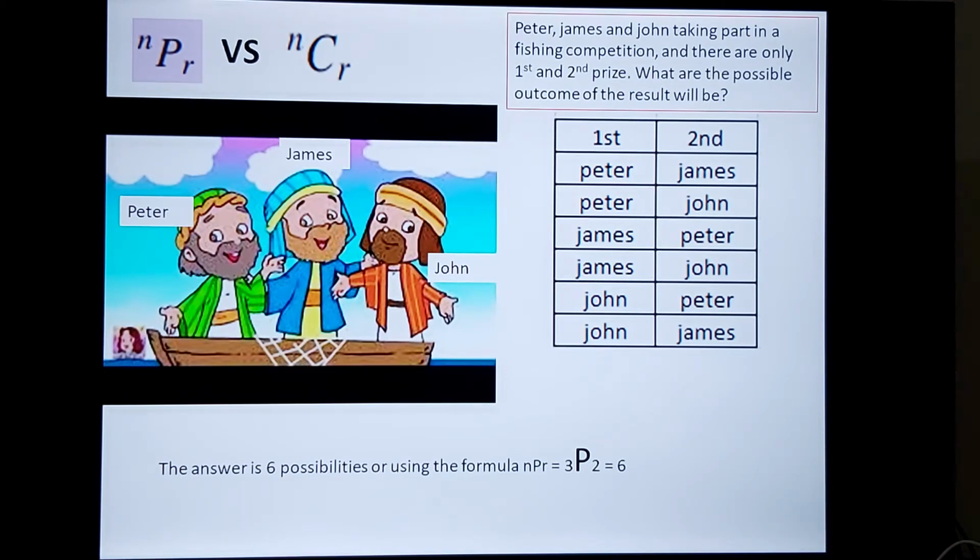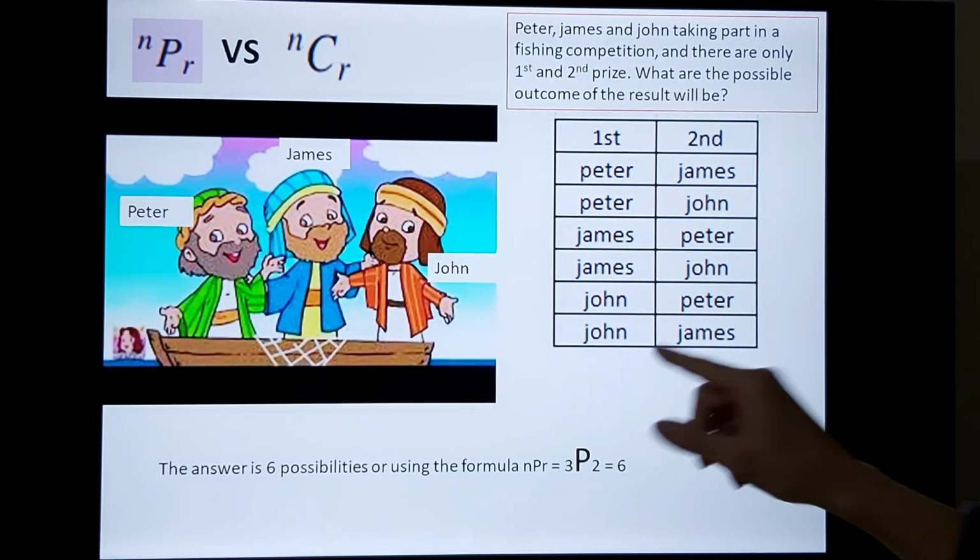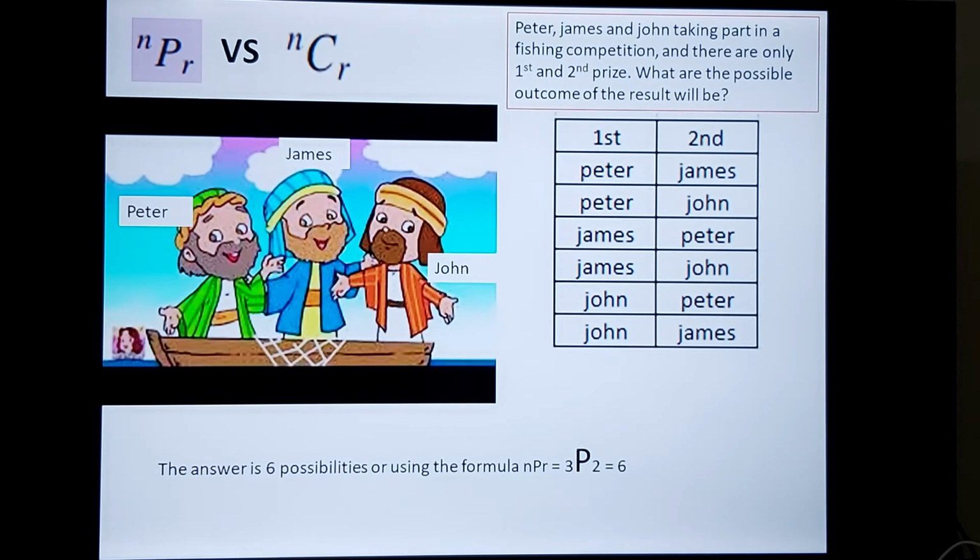So what's nPr? nPr means you're choosing 2. In this case, 3P2. What is the meaning of 3P2? 3P2 means you're choosing two elements from 3 elements, and then you arrange them. You have to arrange them in a sequence. Then that's nPr.